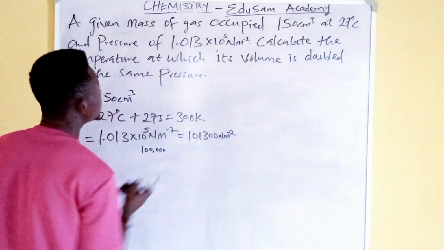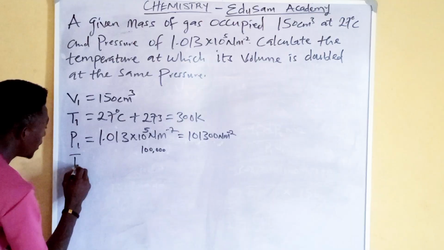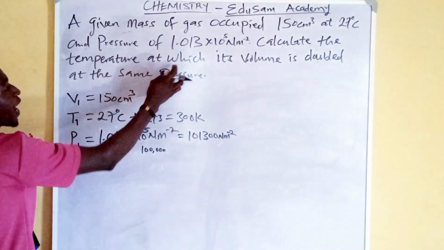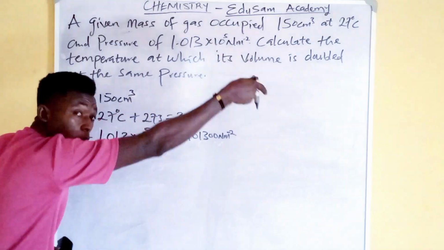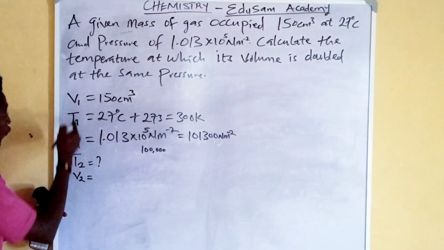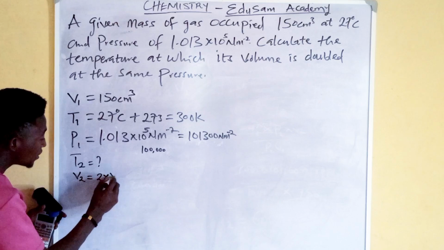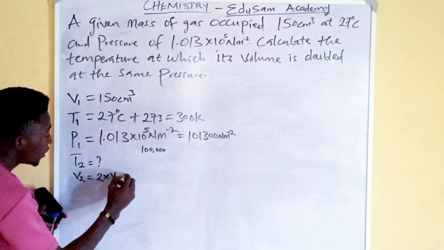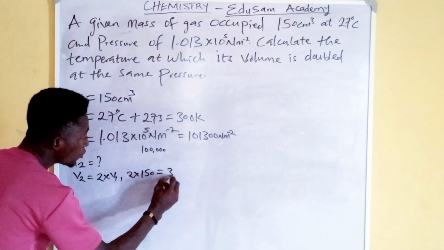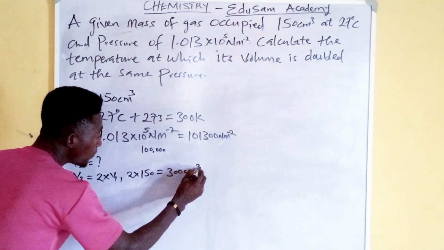Now they said calculate the temperature. That is my T2, right? My T2 is unknown. That is what I'm looking for. Calculate the temperature at which its volume is doubled. So my second volume, which is my V2, is twice of my V1. That is 2 times V1, which is equal to 2 times 150, and it's giving me 300 cm³.